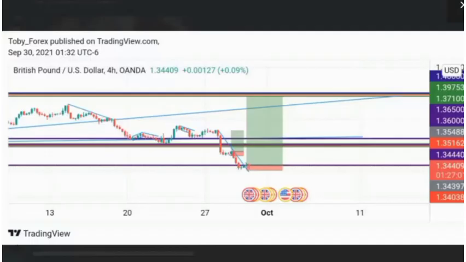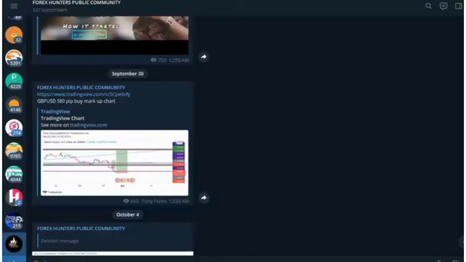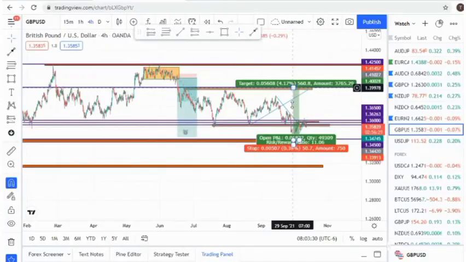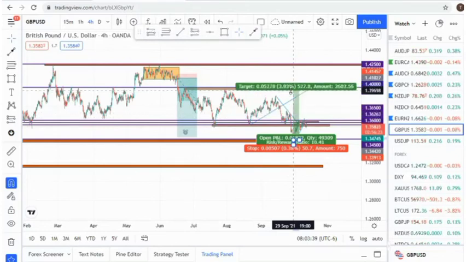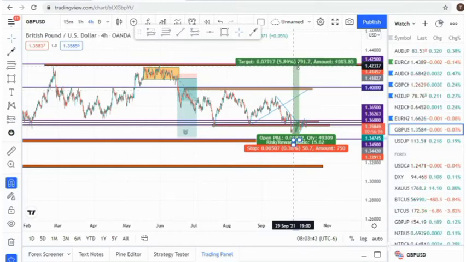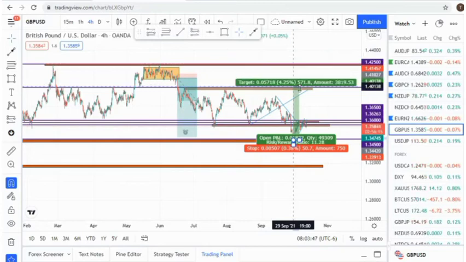And as you can see, we are already in profit of about 243 pips. This is our first take profit, 527, and our last take profit is basically 800 pips. So yeah, that's basically it.